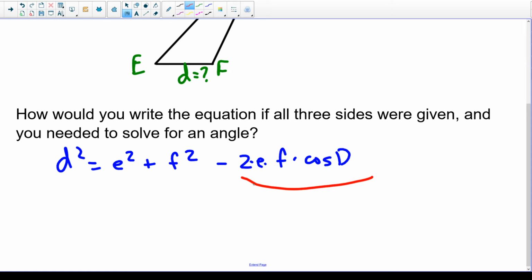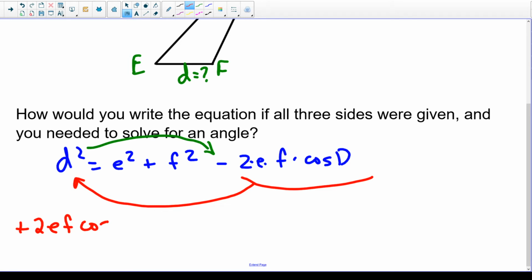So what we're going to do is we're going to move that whole term over to this side. And at the same time, because we don't want the d squared anymore on that side, we're going to move the d squared over to this side. So here's what it's going to look like. You're going to have a positive 2ef cosine d, which came from this one moving over to that side, equals the e squared and f squared don't change. And we're going to subtract the d squared that was on that side.